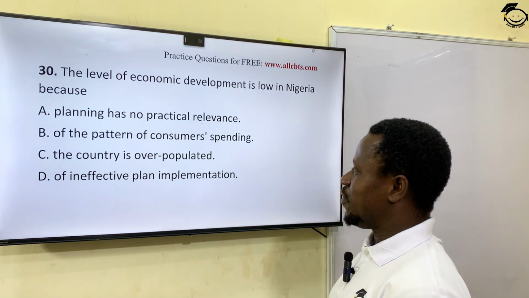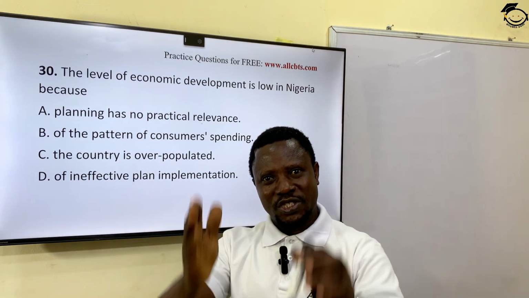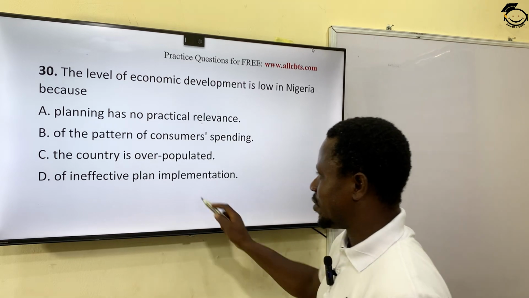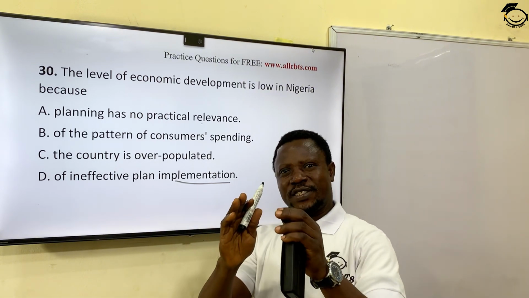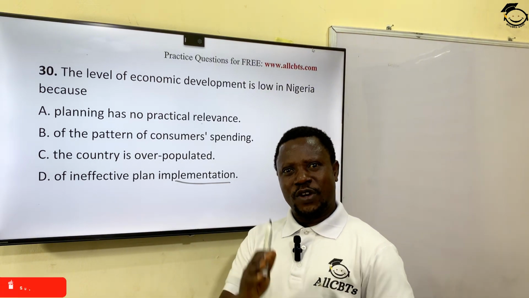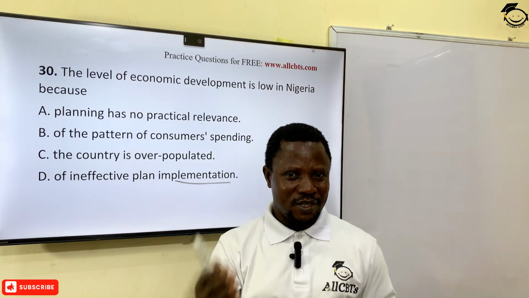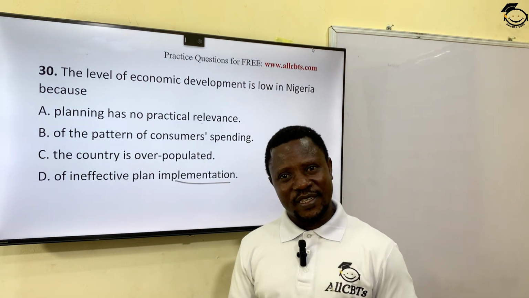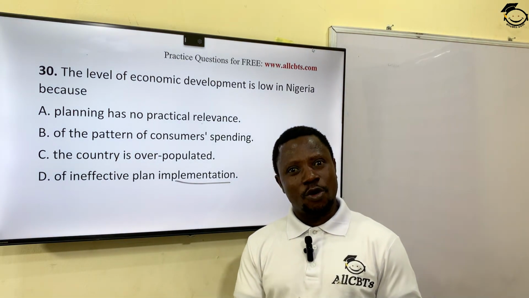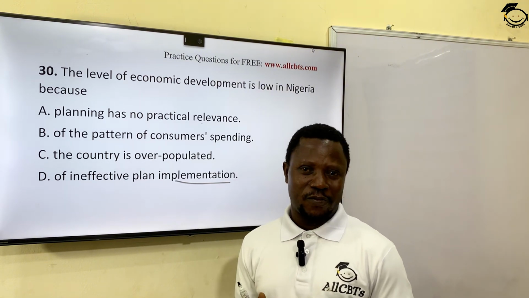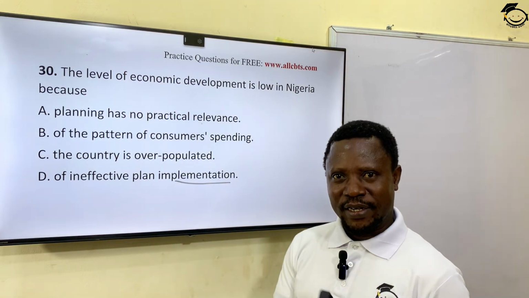D, because of ineffective plan implementation. If you ask me sincerely, I will tell you the major challenge in Nigeria today is implementation. Nigeria can design very wonderful, very fantastic plans for economic growth and economic development. But the problem with us is implementation. These plans, as fantastic as they are, are not being implemented. And if they are implemented, they are partially implemented or implemented in a wrong way. So by so doing, we don't get the benefit thereof. So the correct answer for this question is D, ineffective plan implementation.